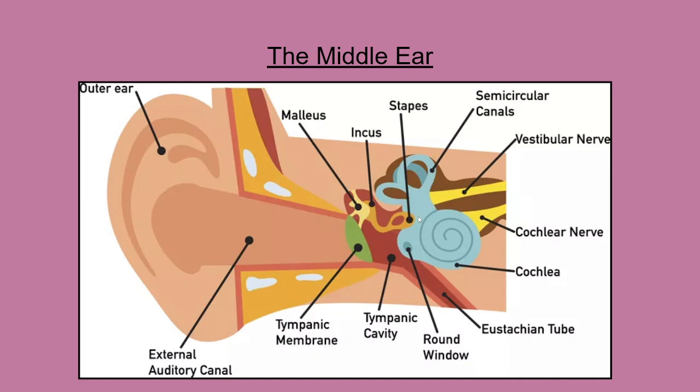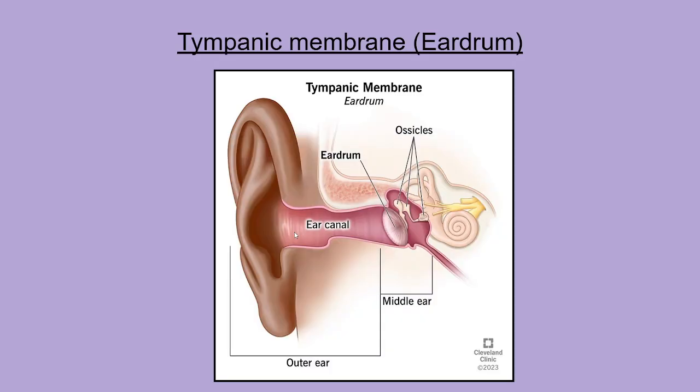This is the middle part of the ear. As you can see, this is a picture of the middle part of the ear. It's a small air-filled cavity, and it plays a very crucial role in hearing by transmitting the sound vibrations from the eardrum to the inner ear. It consists of the tympanic membrane or eardrum, the ossicles, and the eustachian tube. The ossicles help to amplify and transfer sound vibrations, while the eustachian tube equalizes ear pressure.